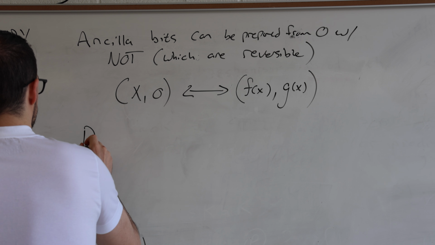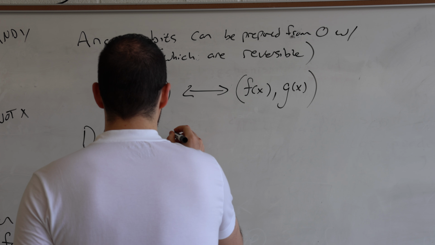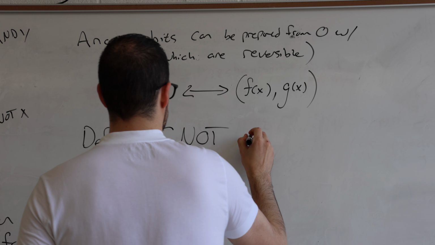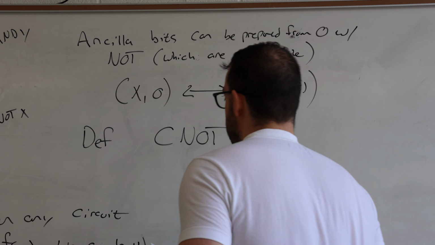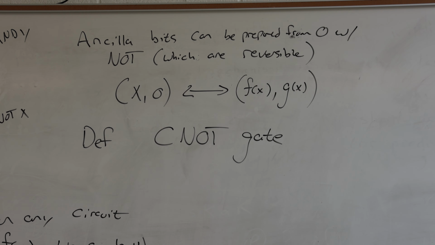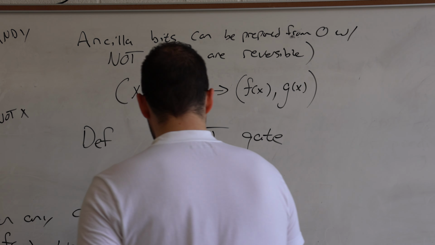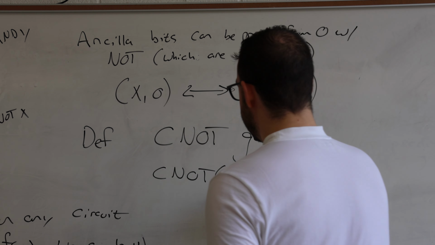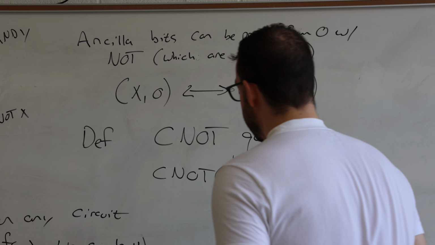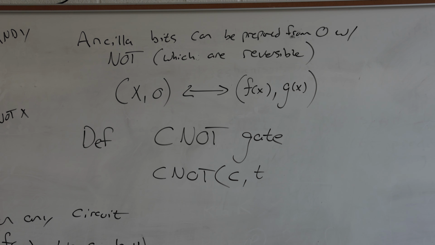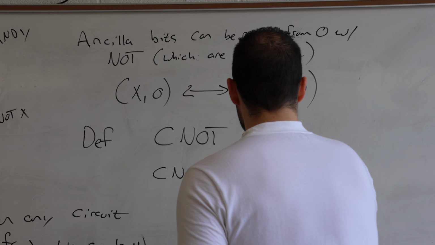So let me introduce or define for you again the CNOT gate, the controlled NOT gate. So in the same way that C swap is a controlled swap, CNOT is a controlled NOT. And this gate will have the following effect. CNOT will act on 2 input bits. I'll call them, in this case, C again for the control, and then I'll use T for the target. So with CNOT, we often use this vocabulary, control bits and target bits.